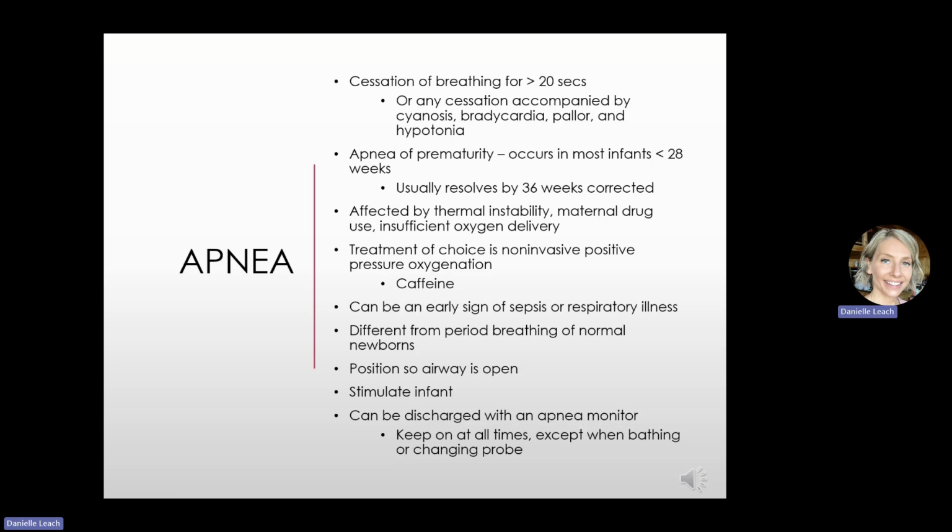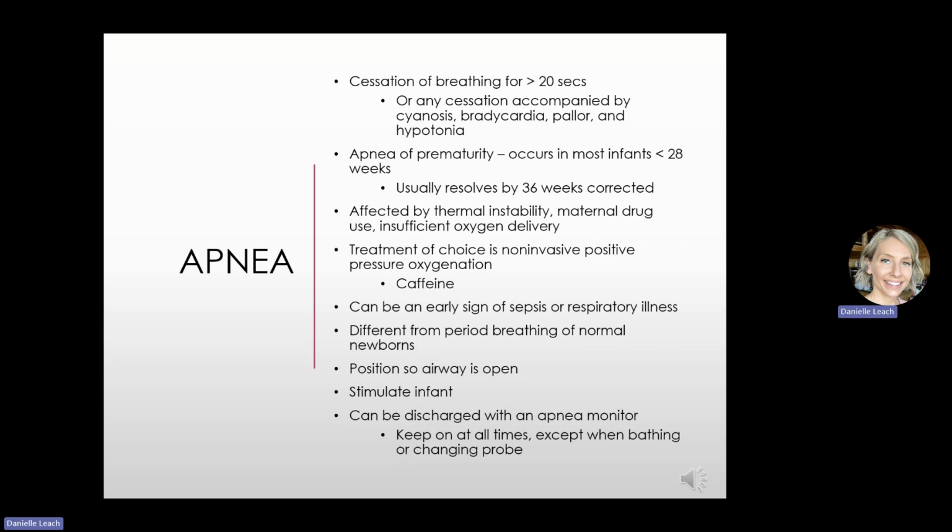Apnea is defined as cessation of breathing for greater than 20 seconds. It can also be any cessation of breathing that's accompanied by cyanosis, bradycardia, pallor, and hypotonia. So it could be they stop breathing for, say, 15 seconds, but they have these other symptoms along with it. Could also be called apnea. So this happens a lot with premature babies. It's called apnea of prematurity. Occurs in most infants less than 28 weeks gestation, usually resolves by around 36 weeks corrected.